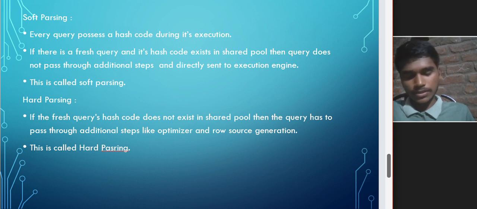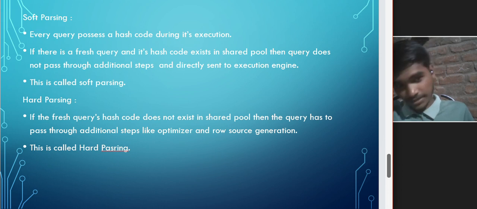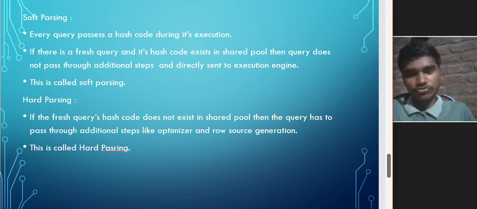Since I already told you, we have three steps in the query processing. The first one is the parser or translator, in which we have three checks: syntax check, which is completed; semantic check, which is also completed; and next, shared pool check, which is also completed.